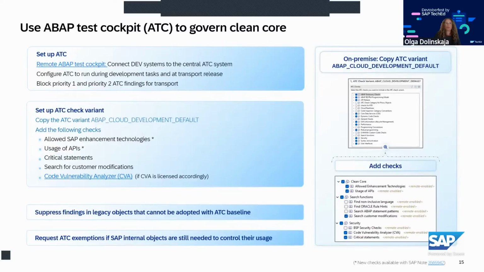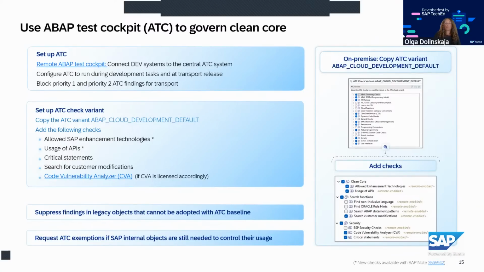And this is how the ABAP Test Cockpit check variant looks like. First, of course, you need to set up your ABAP Test Cockpit system, ideally as a hub, which can support multiple development systems. You connect the development system to the central ATC hub and configure ATC to be run during development tasks as developer, and of course also during transport release. And the priority 1 and 2 findings must be blocked from the release.